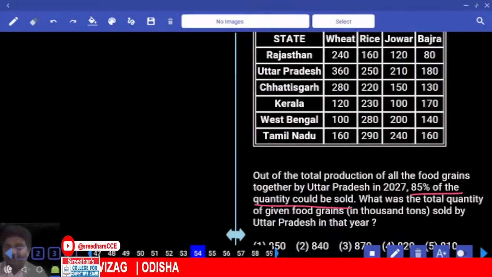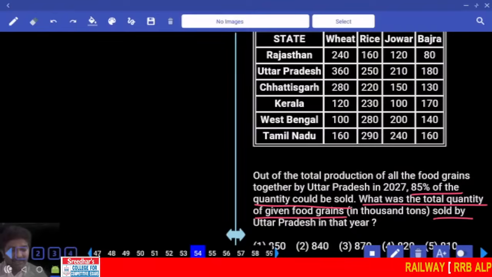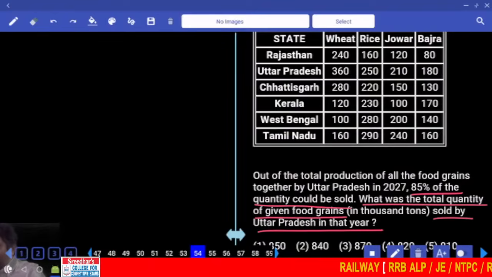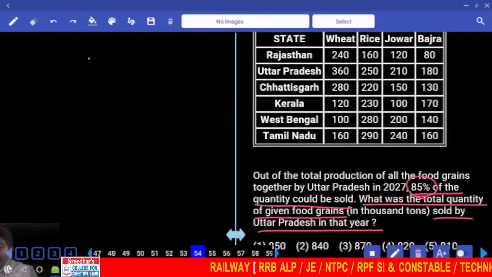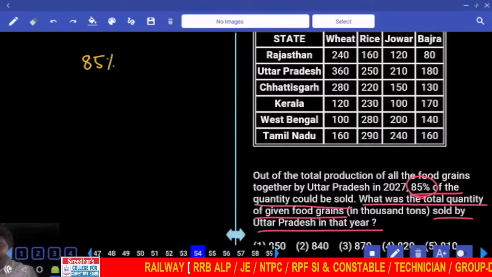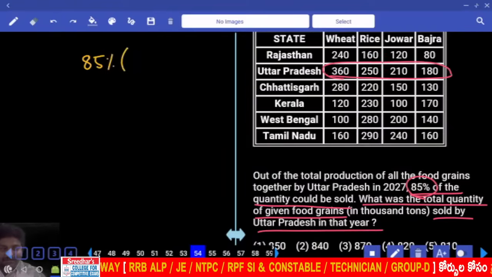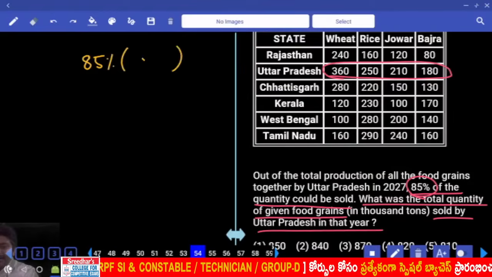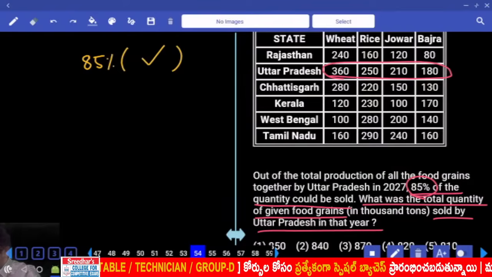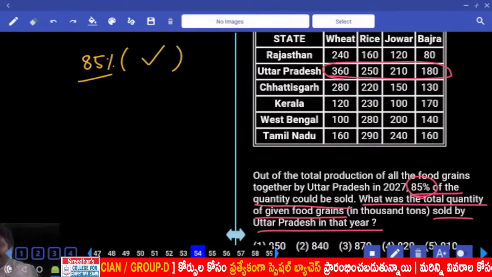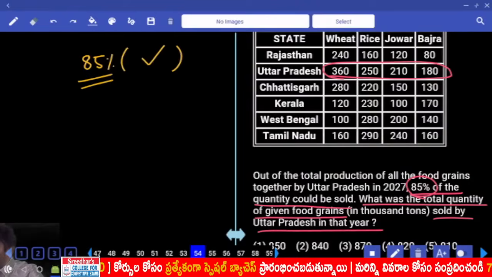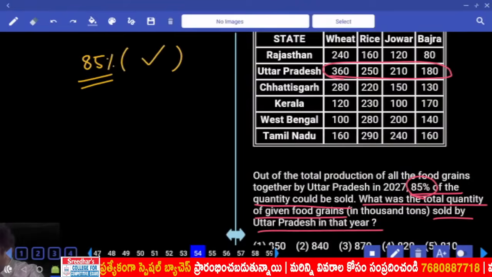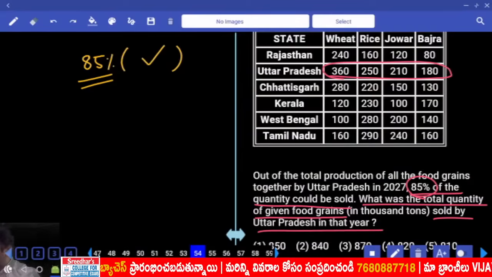85% of the quantity could be sold. What was the total quantity of given food grains sold by Uttar Pradesh in that particular year? What percentage are being sold? 85% of total Uttar Pradesh value. That means some of these 4 numbers we have to calculate, and on that number we have to calculate 85%. Will give you answer. But now my point is, 85, is it a 17 multiple? It is a 17 multiple, right? So answer must be 17 multiple.